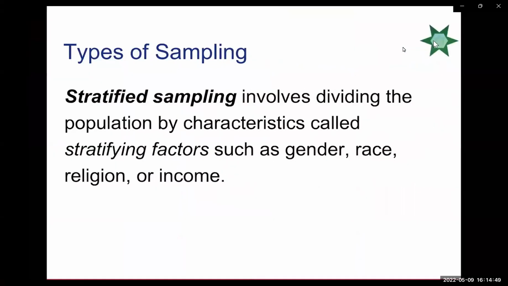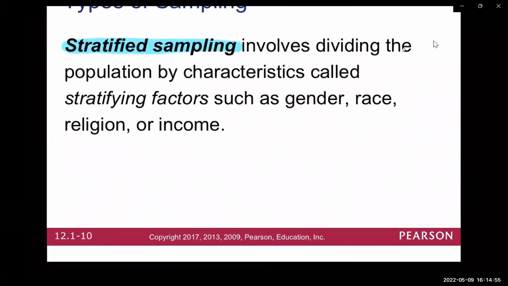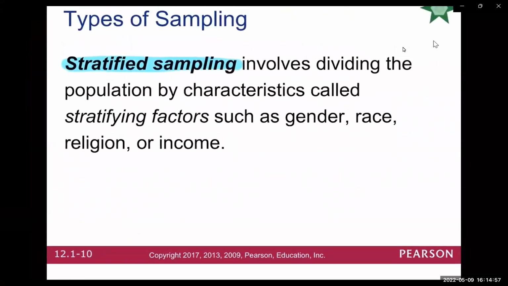All right, let's look at stratified. Stratified involves dividing the population by characteristics called stratifying factors, such as gender, race, religion, or income.